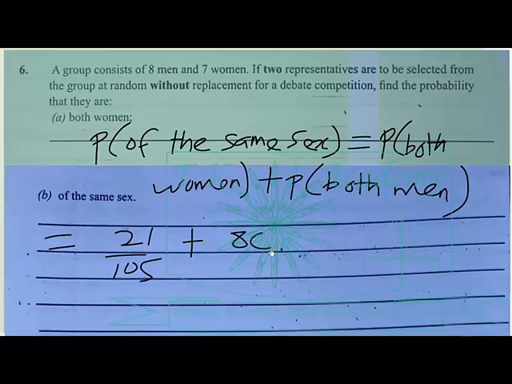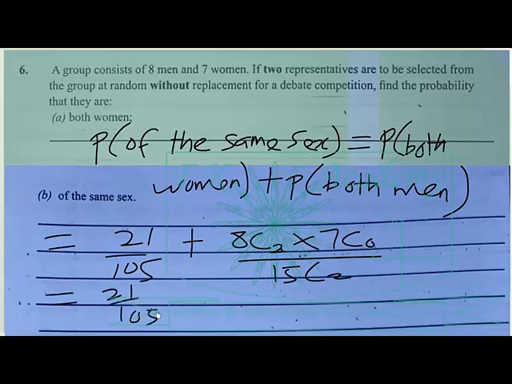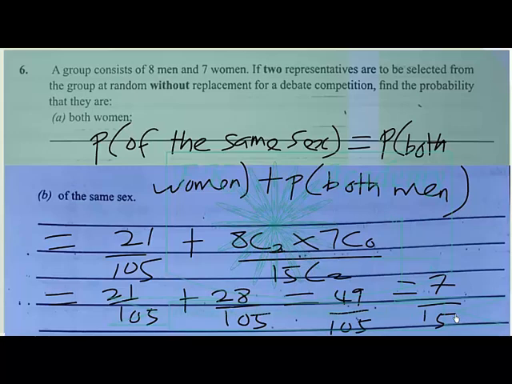8 combination 2 times 7 combination 0 all over 15 combination 2. So this will give us 21 over 105, adding it to 28 over 105. This simplifies to 49 over 105, and that is going to give us 7 over 15. So that is the probability that both are of the same sex.